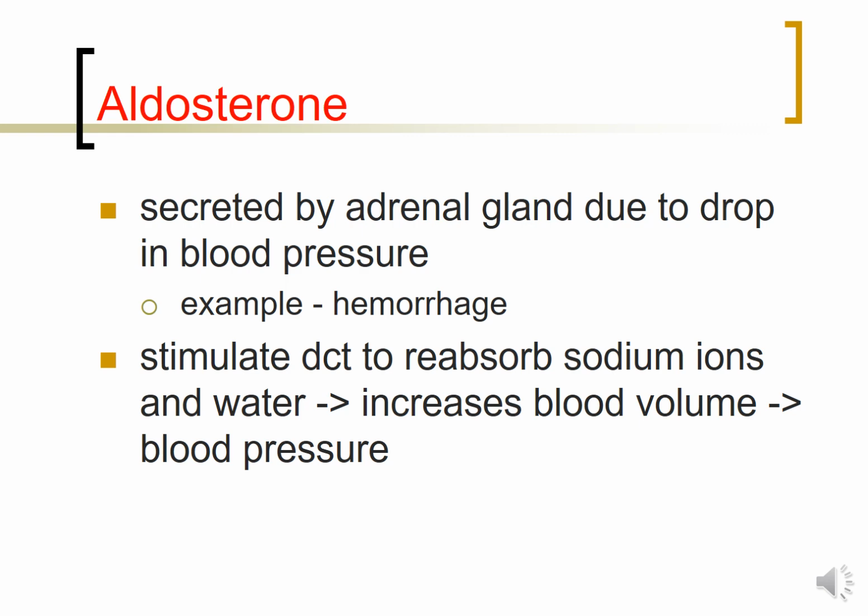So both ADH and aldosterone have the same effect of having the body reabsorb more water and produce a lesser volume of more concentrated urine. It's just that they're triggered differently. ADH is triggered by the water volume in your blood, which we know is directly related to blood pressure. Aldosterone is triggered by a drop in blood pressure.